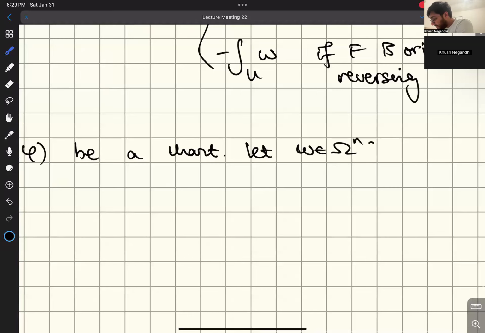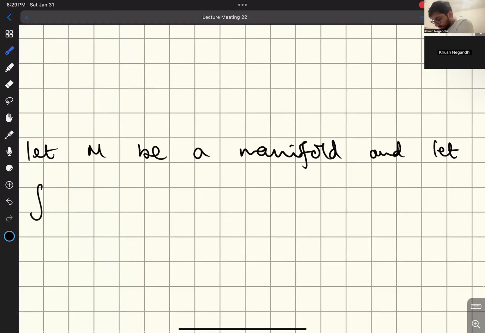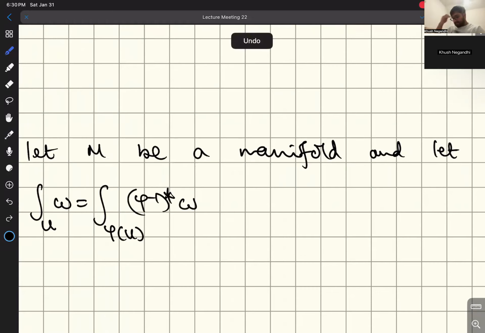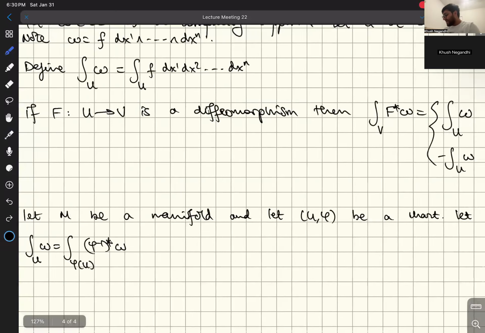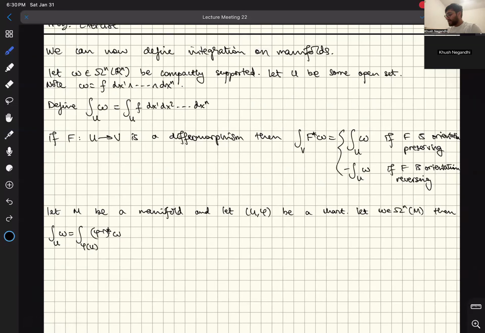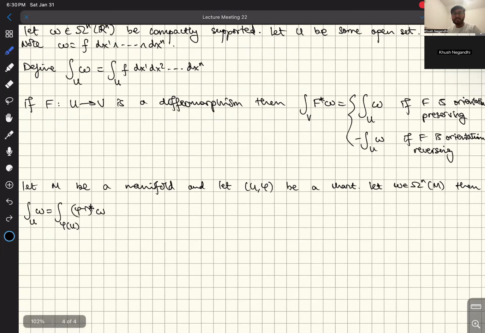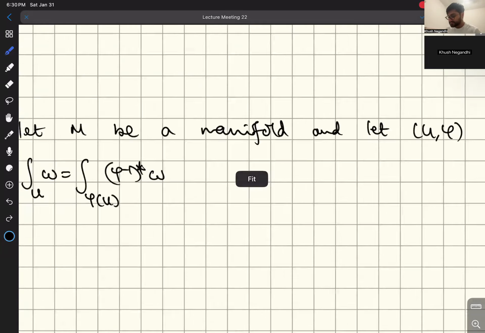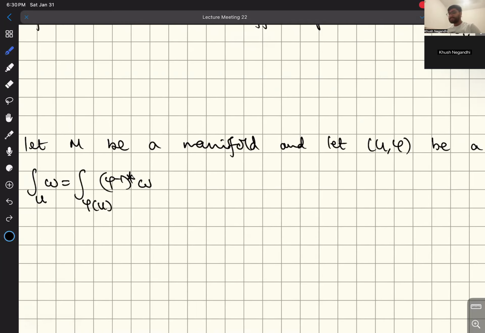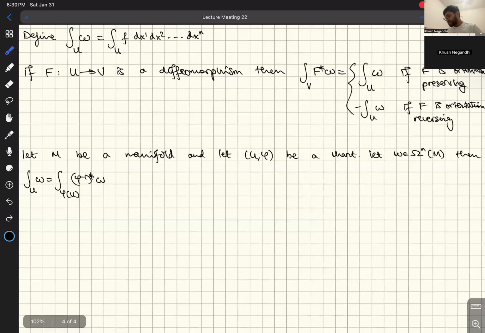Let omega be a top form on M. Then the integral over U of omega is simply the integral over phi of U of the pullback by the inverse of phi of omega. This is a logical definition because we've seen that it is invariant under a change of variable. With an orientation preserving change of variables, your integral does not change sign. Most of the time we will restrict ourselves to orientation preserving charts, because that's a nicer way to do things.